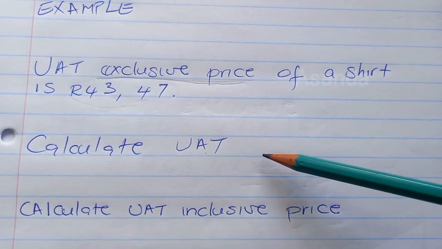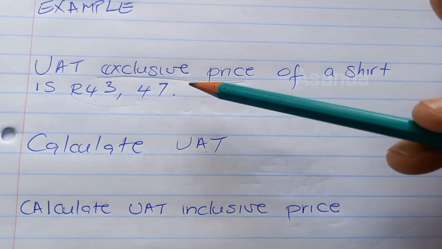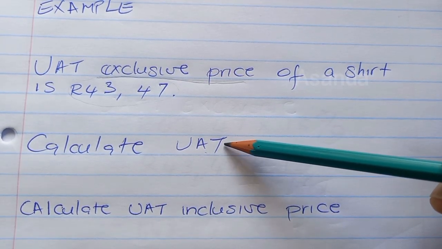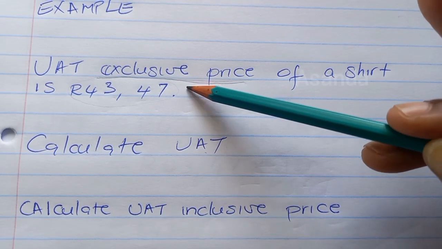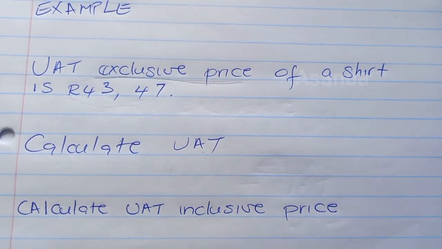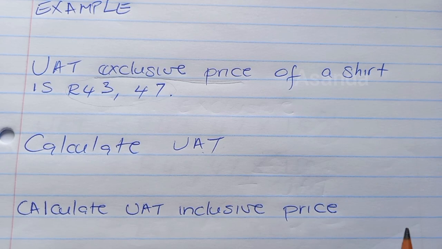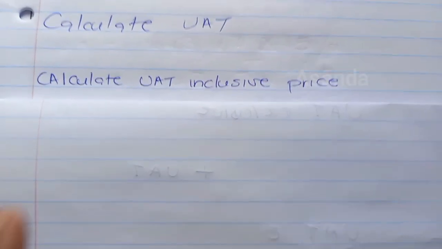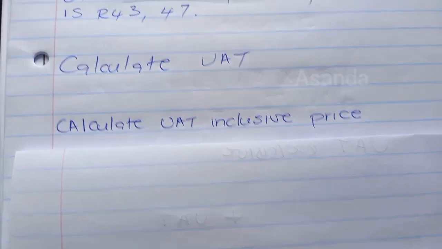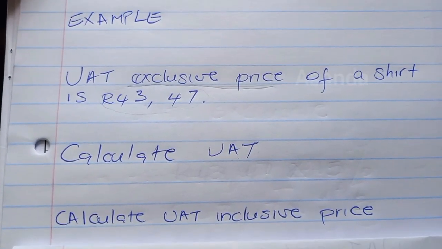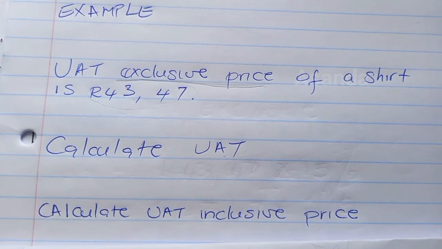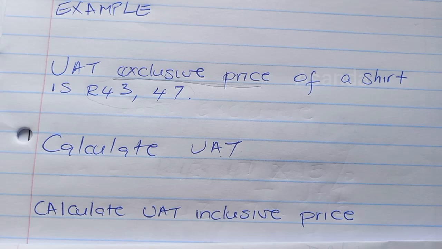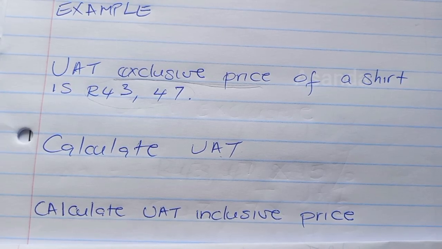Now they're saying I must calculate VAT. It's very important to know, when you are asked to calculate anything with VAT, that the amount you have, does it already have VAT or not? In this case, this one does not have VAT, and therefore we can continue with ease. All right, so let's take a look at this example. This example says the VAT exclusive price of a shirt is 43 rands and 47 cents. Calculate the VAT inclusive price. Okay, let's go back to the question first.